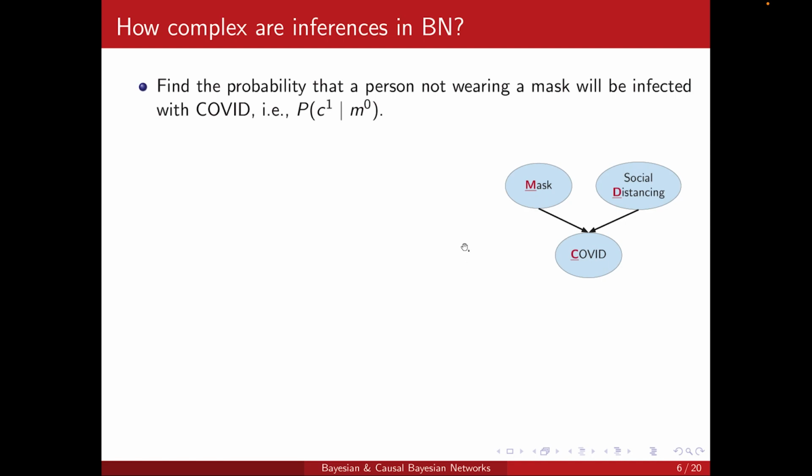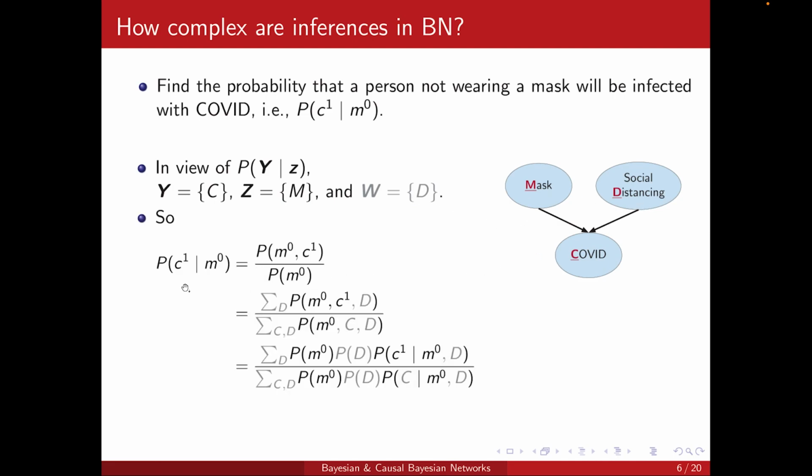Okay, so these are the recalls. Back to a similar problem to the initial problem we introduced in this section. We want to find the probability that the person not wearing a mask, M0, will be infected with COVID, C1. So in this case, in view of P of Y conditioned on Z that we just introduced, our Y is C, Z is masking, and the one that is not included here in the probability, W, is social distancing. How can we calculate this? Well, it will be P of C1 conditioned on M0.